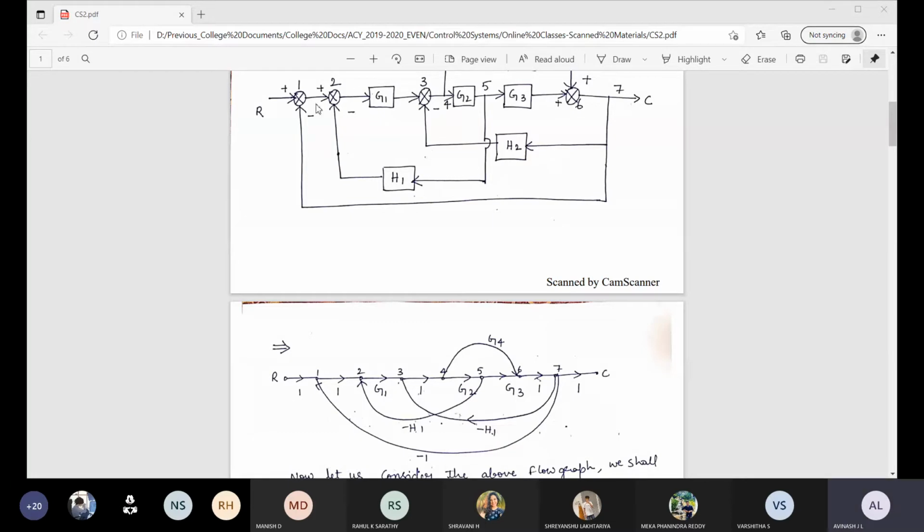And here what exactly happens? From 7 to 1, so here it is like minus 1. Okay. So why? Because the only connection is there and only sign is minus. That is why we are considering it as minus 1. Okay. So please take all those things into consideration.